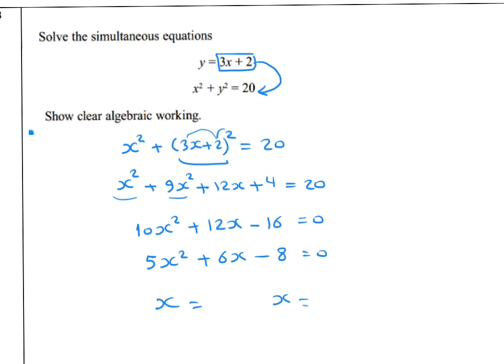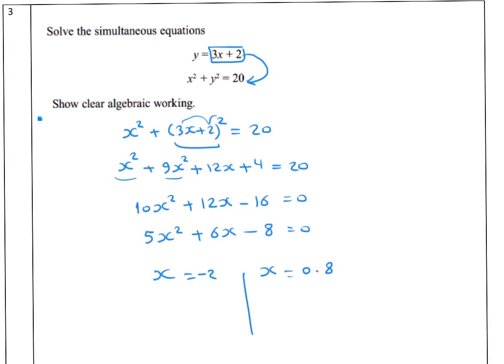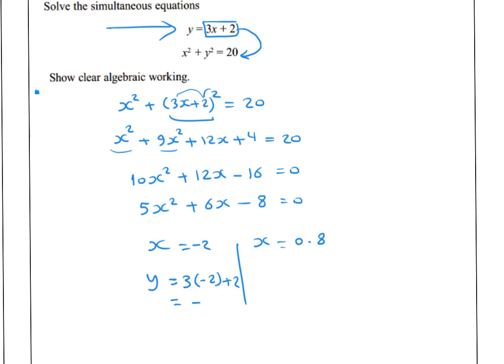Mode 5, 3. So we have 5, 6, negative 8, then equal. So x equals negative 2, the other value 0.8, or 4/5 as a fraction. Now substitute to find y. We have x equals negative 2. We can substitute here to find y. So 3 times negative 2 plus 2, which is negative 6 plus 2, negative 4.